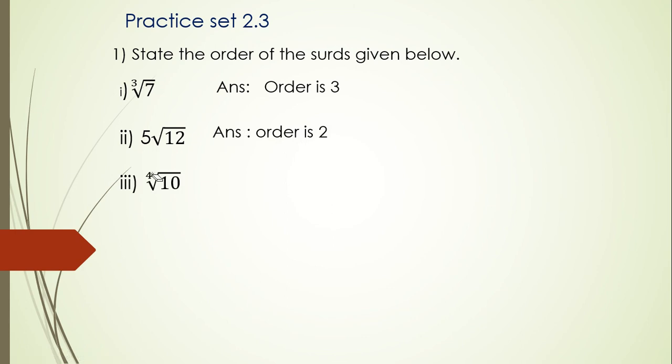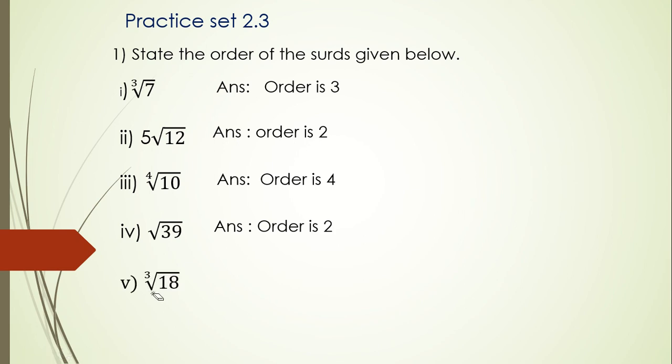Then the next one, 4th root of 10. So here the order is 4. Then root 39. Here the order is 2. Then the next, cube root of 18. Here the order is 3. Okay. So I hope this was quite simple, the order part. You just have to check what is the number in place of n, inside the radical sign. What is the number? You just have to check that. Okay. So that is your order.